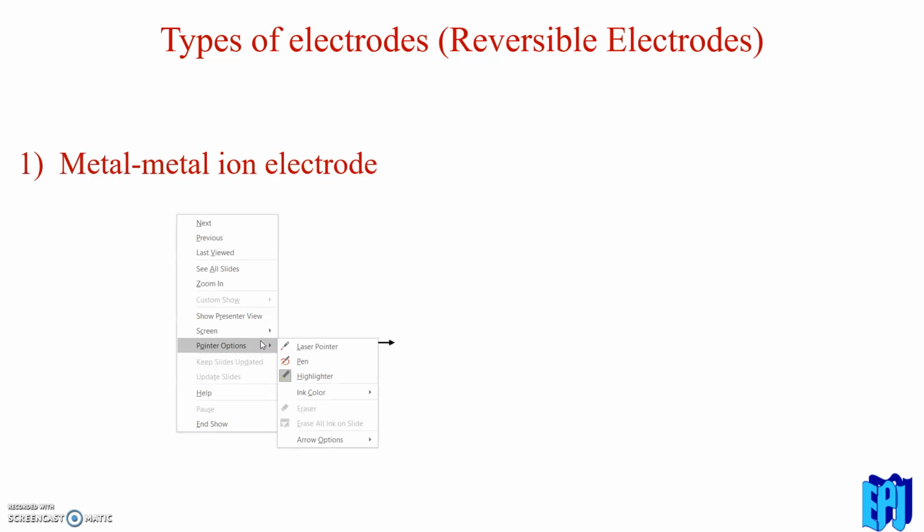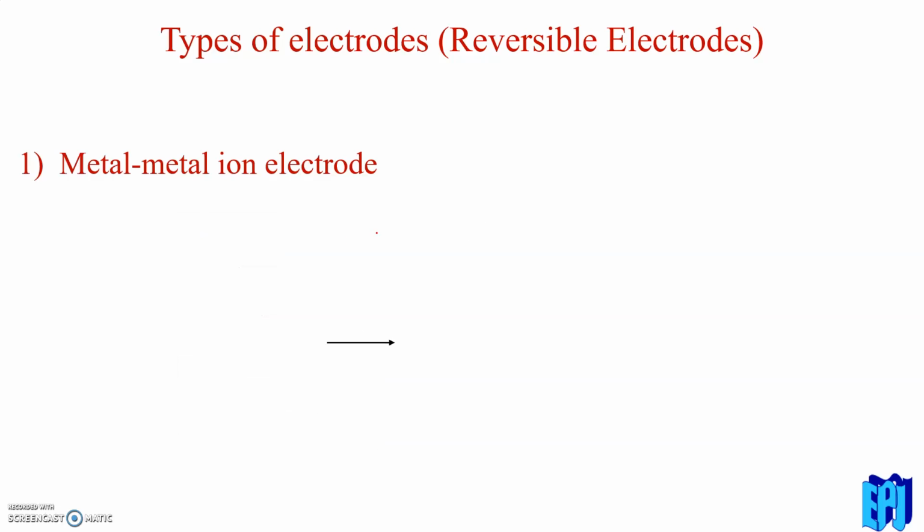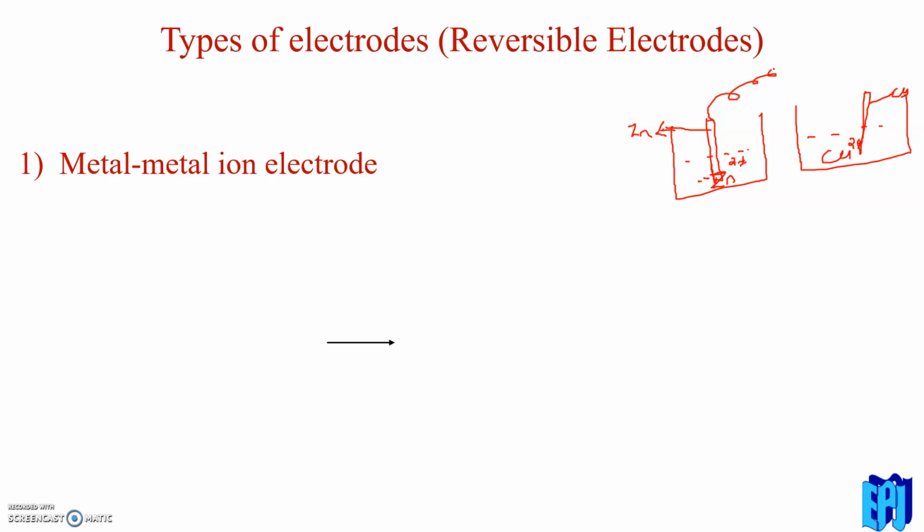I think this type of electrode is very familiar to you, because let us consider the Daniel cell. It consists of a beaker containing Zn2+ solution, into which we dip a zinc electrode, and another beaker containing copper sulfate or Cu2+ solution, into which we dip a copper electrode. We couple both with a voltmeter, and a salt bridge is placed between them.